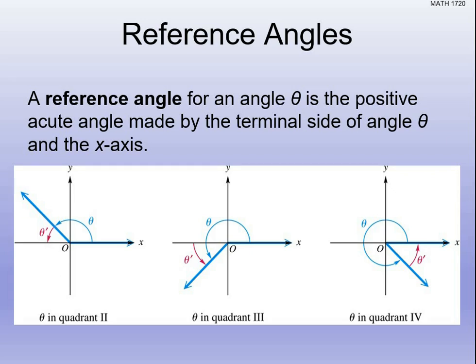Okay, so to find the one in quadrant 2, you're going to take 180 minus whatever that angle is. So we're looking at quadrant 2 here. The theta in blue, let's pretend it's 120 degrees. Okay? So if we know that theta is 120 degrees, the x-axis is 180 degrees, theta prime has to be 180 minus the 120, so theta prime would be 60 degrees in that case. Alright, so anything in the second quadrant, we subtract from 180.